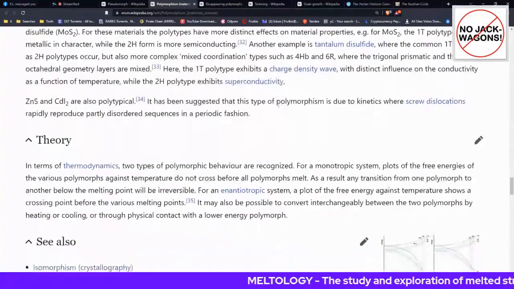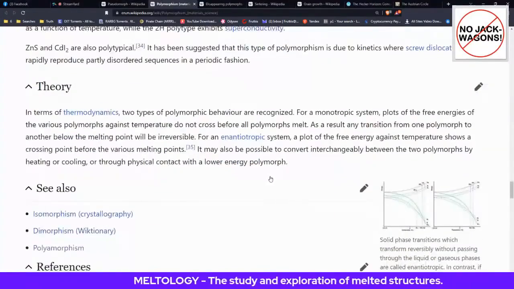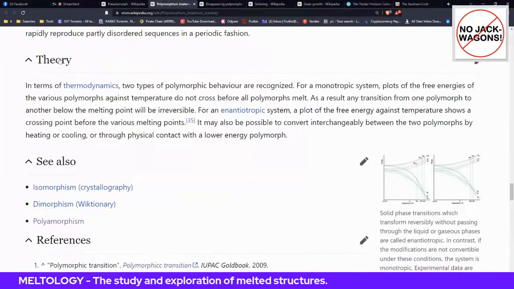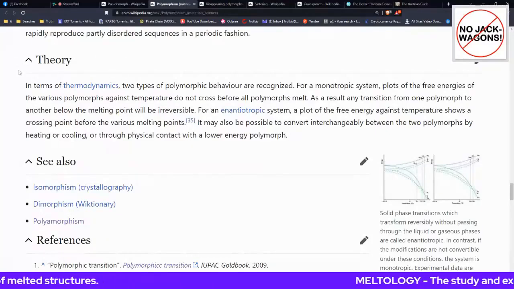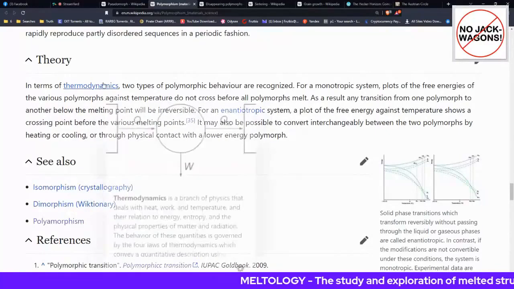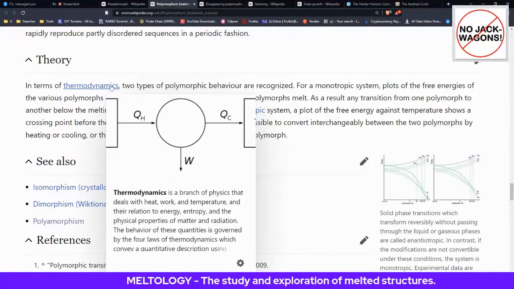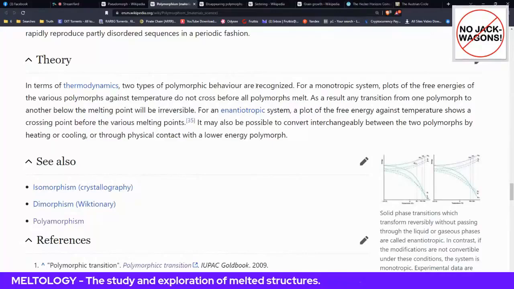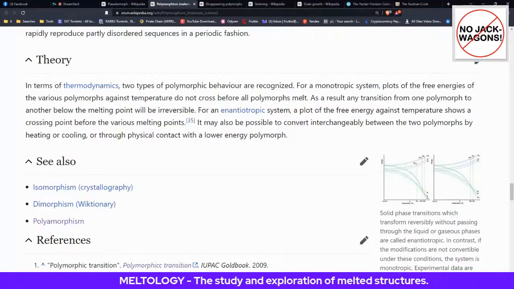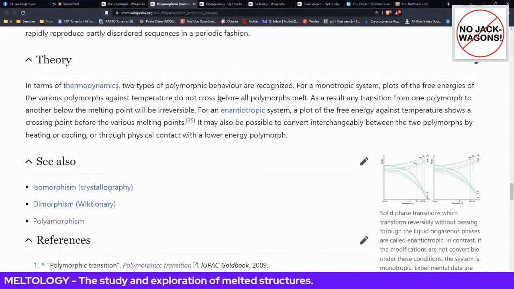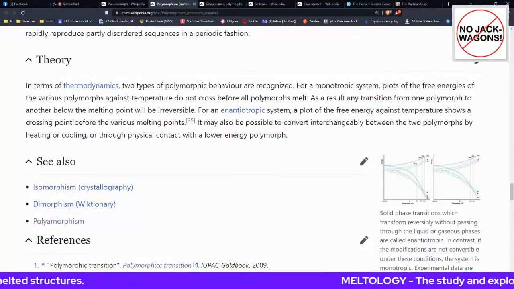Because we're going to take this from a microscopic level to a macroscopic level, where we're looking at the melted buildings. So this is the theory in terms of thermodynamics. We all know thermo is heat, energy, everything. There are two types of polymorphic behavior: monotropic and enantiotropic. And there's polymorph stability against temperature. You do not cross before all polymorphs melt; there's the cross line, a line before which something melts and something doesn't.